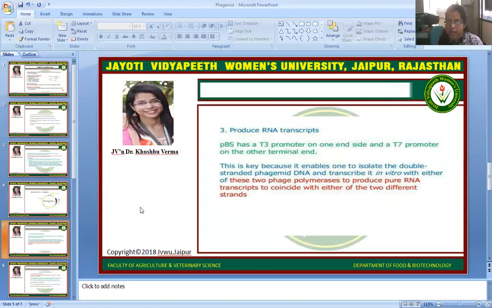It produces RNA transcripts. pBS has a T3 promoter on one end and a T7 promoter on the other terminal end. This is key because it enables one to isolate double-stranded phasmid DNA and transcribe it in vitro with either of these two phage polymerases to produce pure RNA transcript to coincide with either of the two different strands.